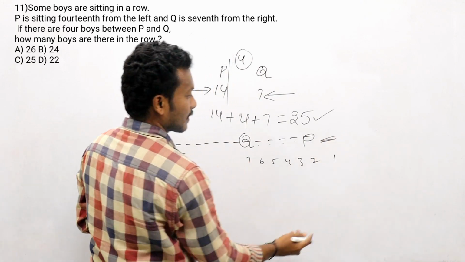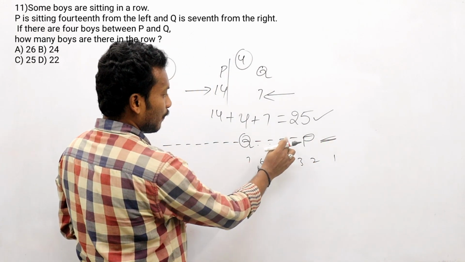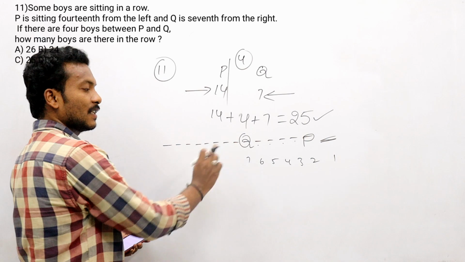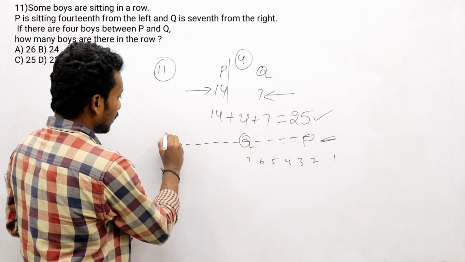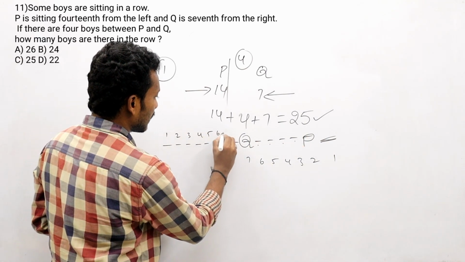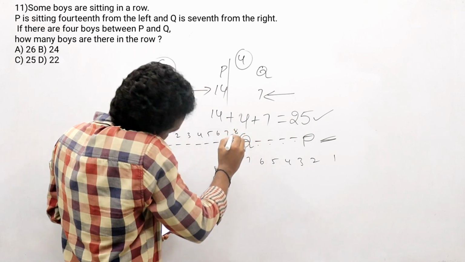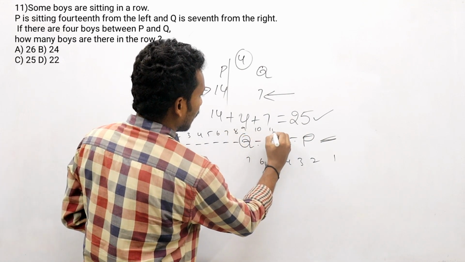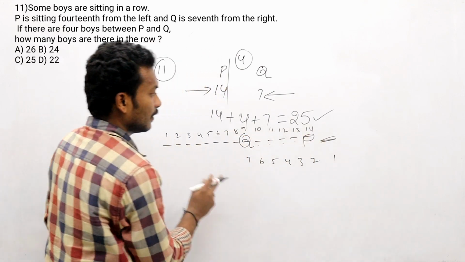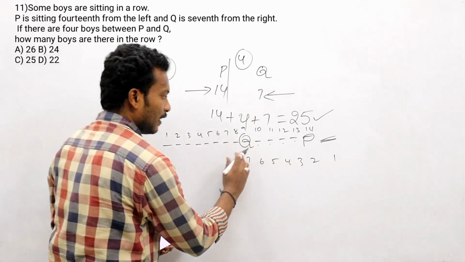I am taking one of the persons here. Now 1, 2, 3, 4, 5, 6, 7. Seventh place is Q. What about P's place? It is 1, 2, 3, 4, 5, 6, 7, 8, 9, 10, 11, 12, 13, 14. From the left, P is 14. From the right, Q is 7th.